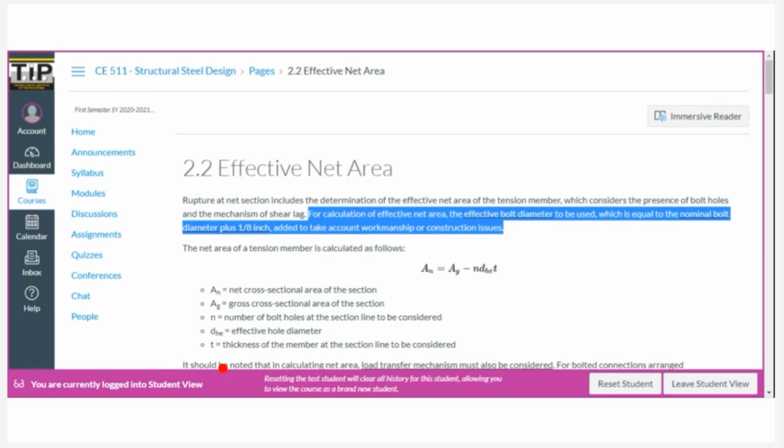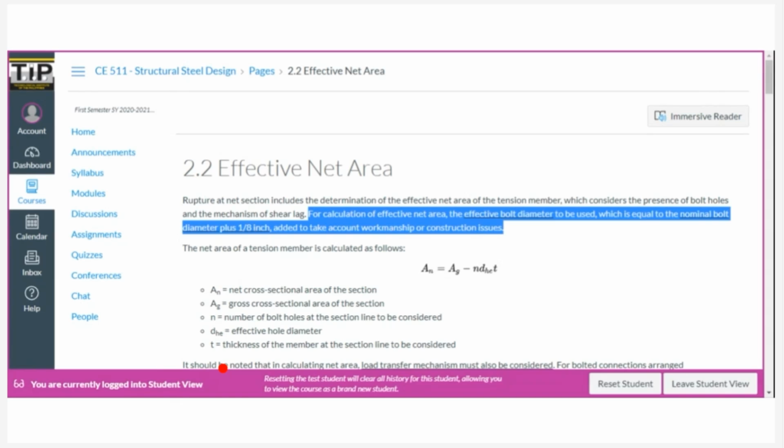If you want this in SI, you just have to convert this to SI. It would be around 3.175 mm. So you add that to the bolt size.